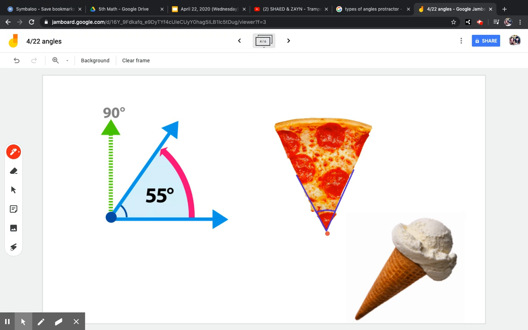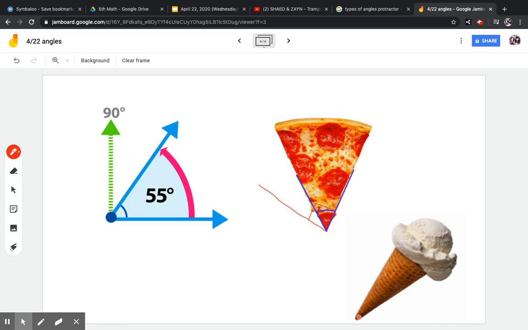So let's check out this piece of pizza. All right, they already drew your angle, but let's just make sure. If I was going to draw and make it a right angle, it would be about there. All right, now this is less than this. If you had a full big piece of pizza like that, that would be a right angle.